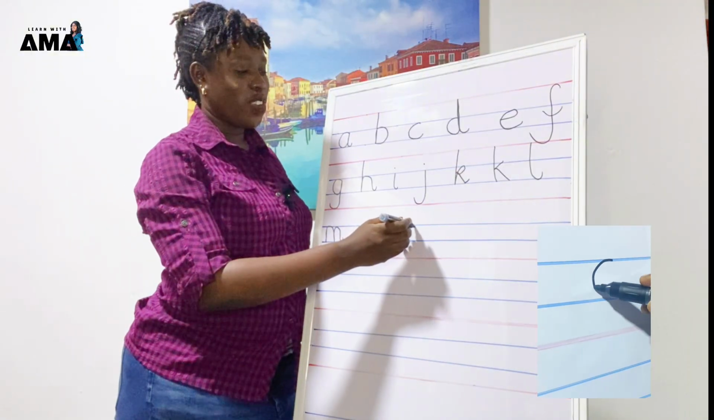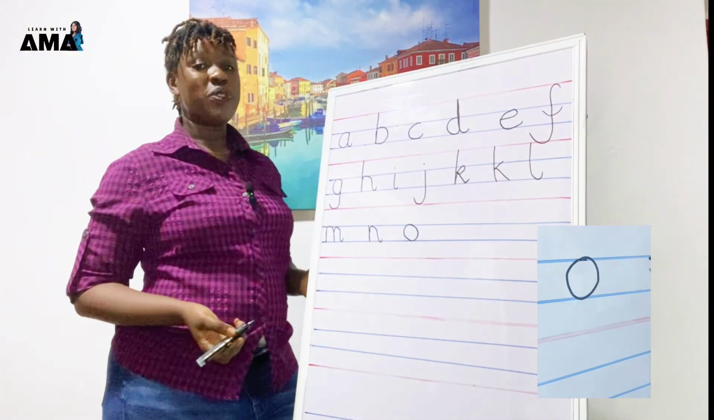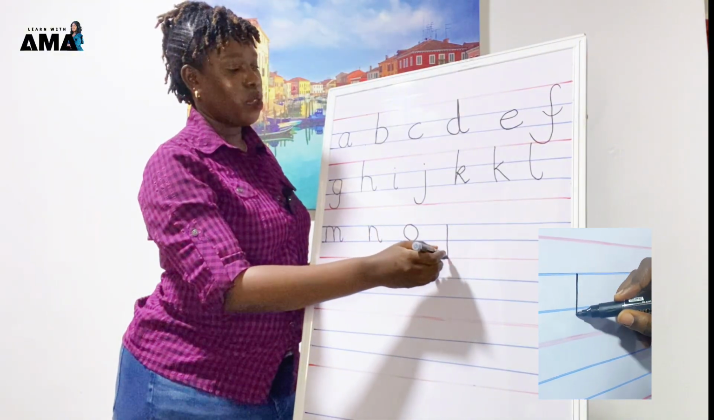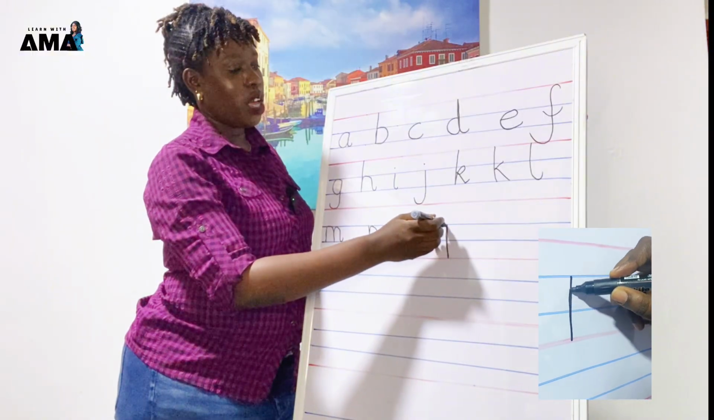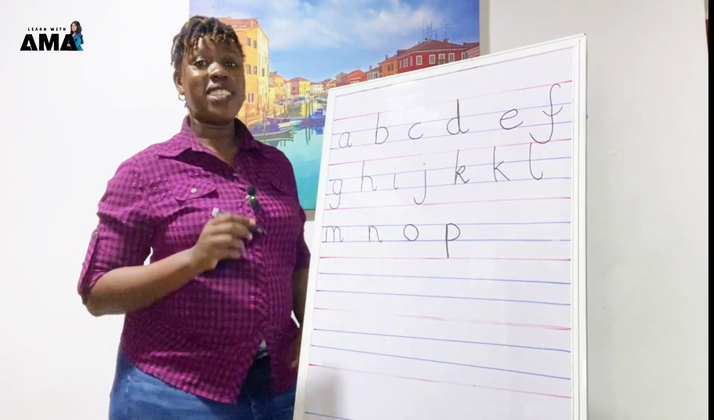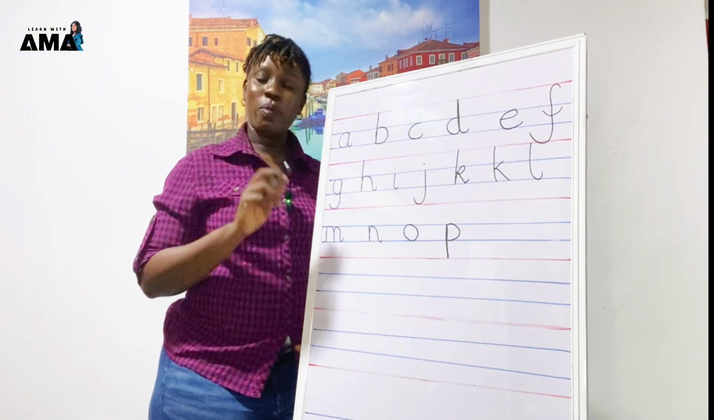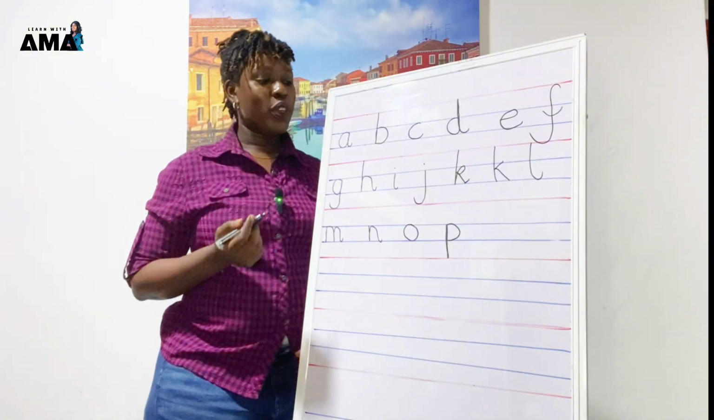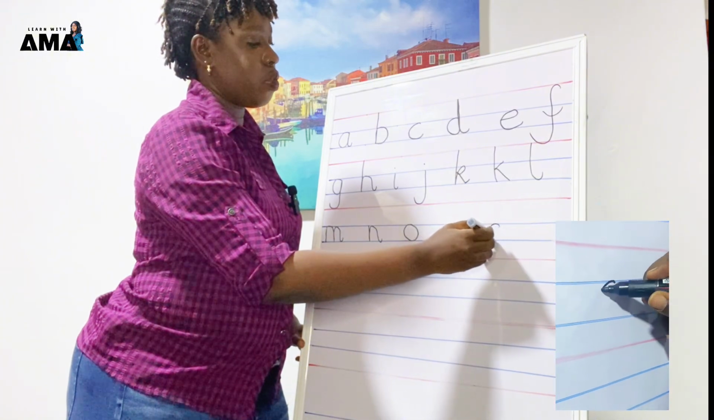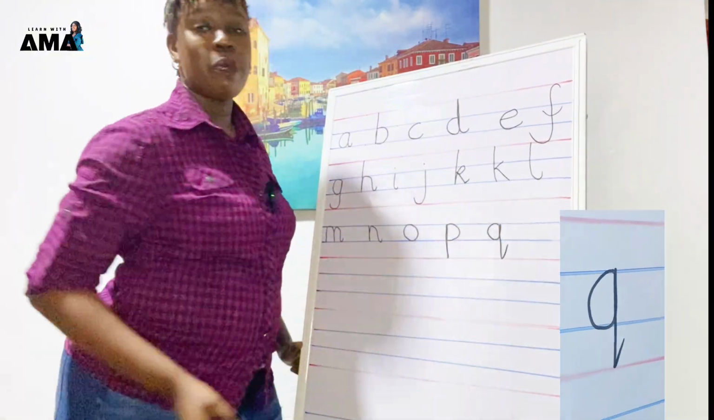O, another X-height letter which goes round to make a circle. P, the descender: a stroke down, you take it up and then you make your curve. It is important to teach letter P starting with a stroke down, not with a curve and not from the bottom, but the stroke down. Q, start with a curve, take it up and down and a flick to the back.